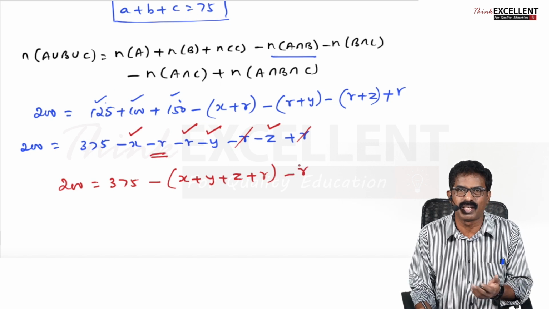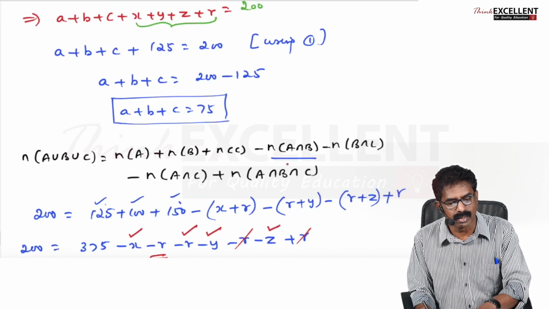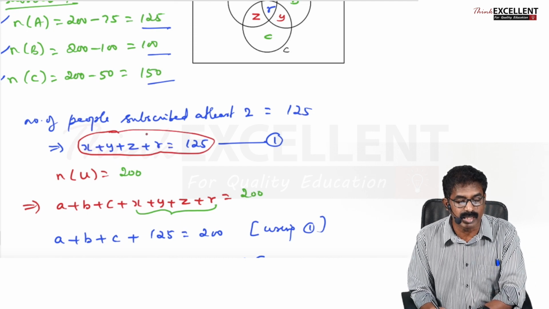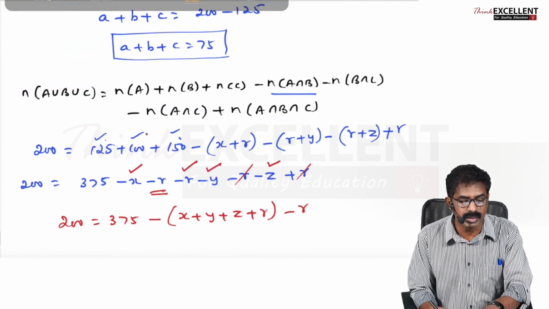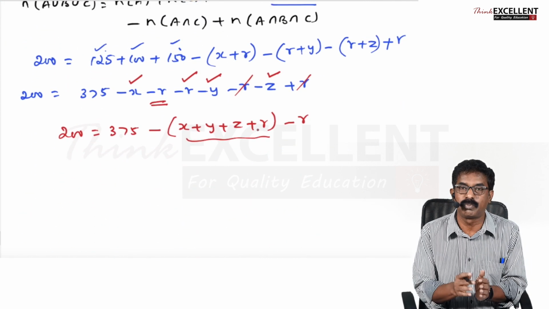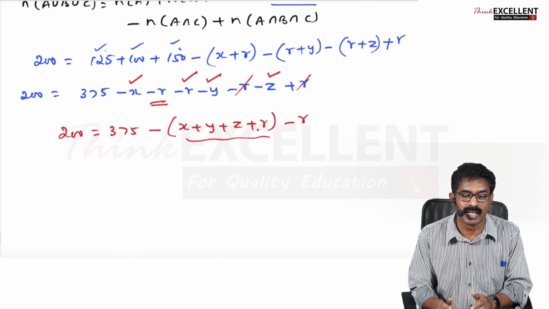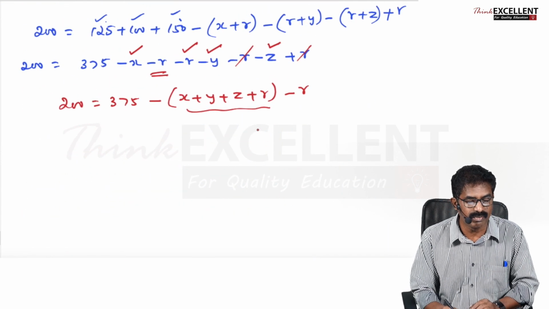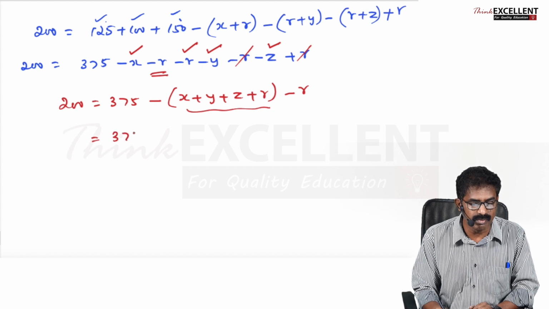You may ask why we are doing like this. See equation number 1. Equation number 1 is what? X plus Y plus Z plus R can be replaced by what? 125. X plus Y plus Z plus R. Now you see the term inside the bracket. X plus Y plus Z plus R. So we can replace it by what? 125. So this is a different type question, right? 375 minus, what is that? 125 minus R. This is 200.